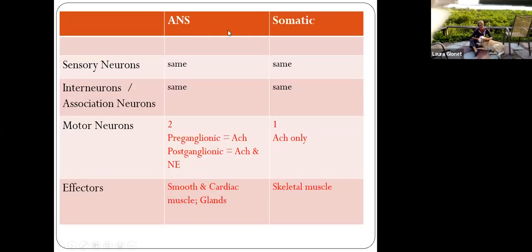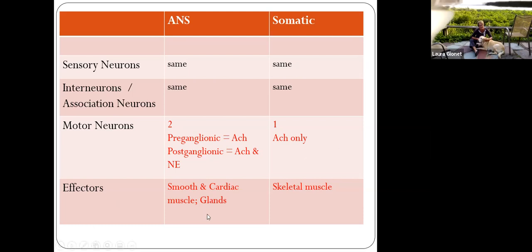All right, so here's a little chart that compares the autonomic nervous system with the somatic division. The sensory neurons are the same, and the association or interneurons are the same. In the autonomic nervous system, the motor neurons form a two-neuron chain. The preganglionics, the first nerve, all secrete acetylcholine, and the postganglionics may secrete acetylcholine if it's the parasympathetic division, or norepinephrine if it's the sympathetic division. The somatic division only releases acetylcholine for all intents and purposes right now.